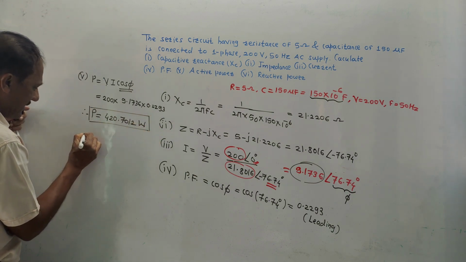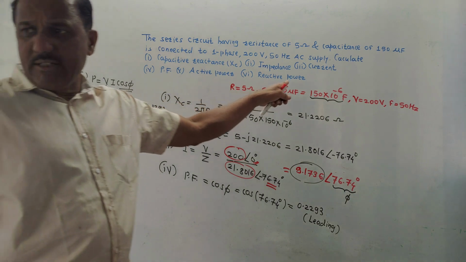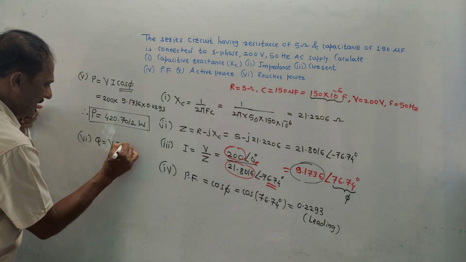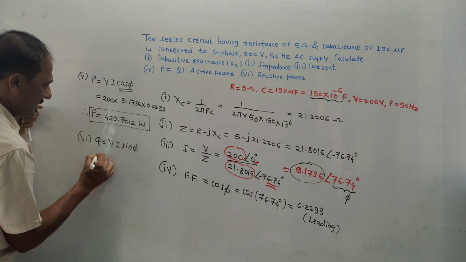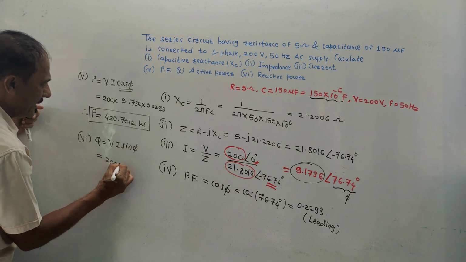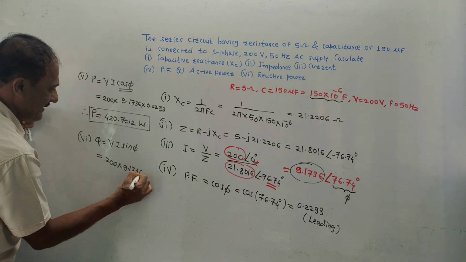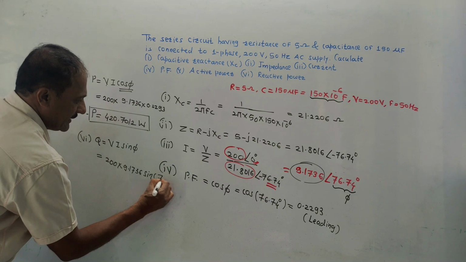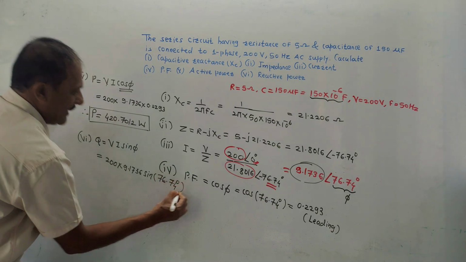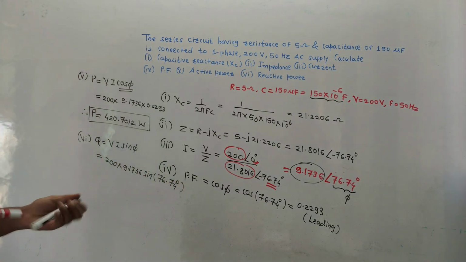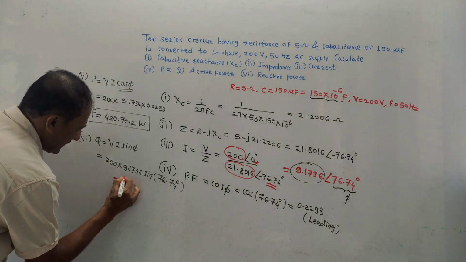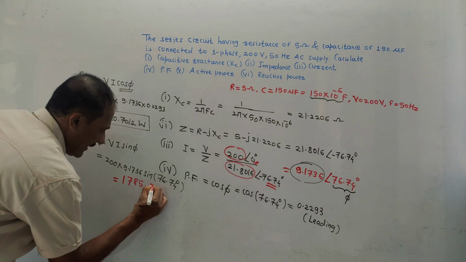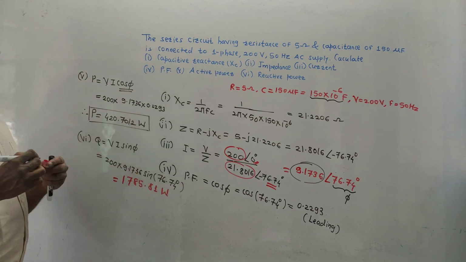Now the last part, last calculation. It is asked to calculate the reactive power. Do remember this formula: reactive power is VI sin phi. Same logic, you just have to put the values: 200 into 9.1736 into sine of angle phi. This is angle phi, 76.74 degree. If you solve this on the calculator, the answer will be 1785.81. Again, it's power, so its unit is watt.